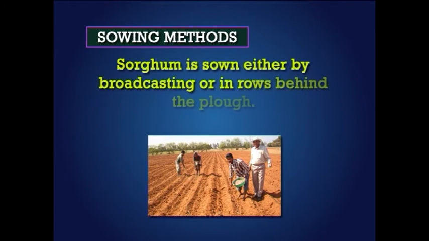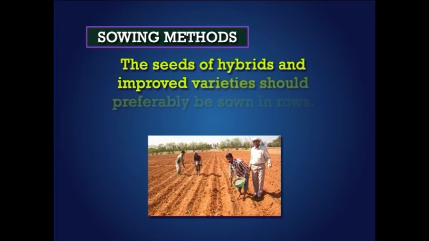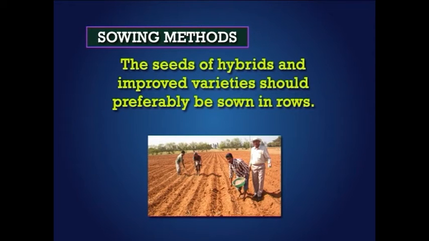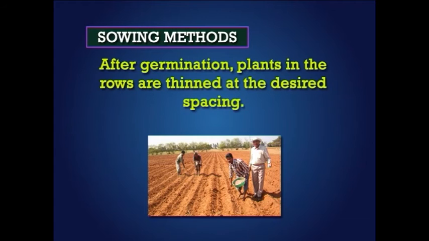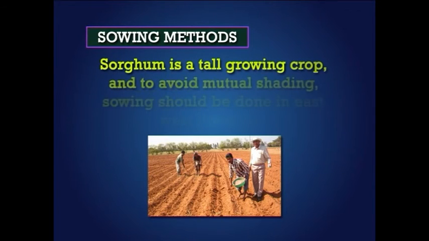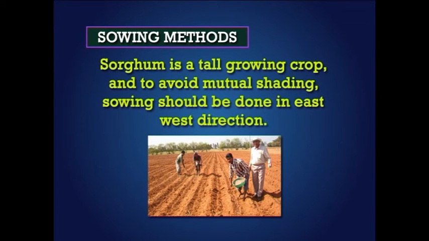Now, we will discuss about the sowing methods. Sorghum is sown either by broadcasting or in rows behind the plow. Seeds of hybrids and improved varieties should preferably be sown in rows. After germination, plants in the rows are thinned at the desired spacing. Sorghum is a tall growing crop, and to avoid mutual shading, sowing should be done in east-west direction.